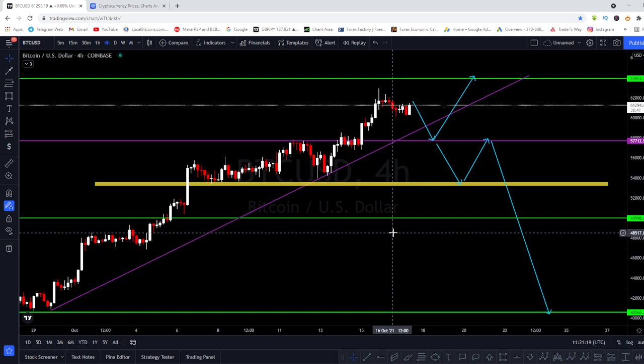So trade with very good risk management, guys, and know that forex trading or crypto trading or any other trading, so far as it is part of forex, is very, very risky. So trade with only money that you can afford to lose, guys. So this is not trade advice, this is just my opinion on what exactly is going to happen on Bitcoin USD or BTC USD.